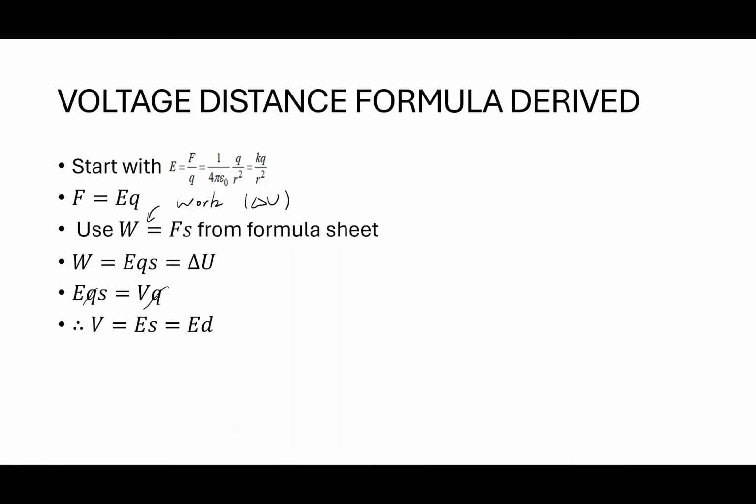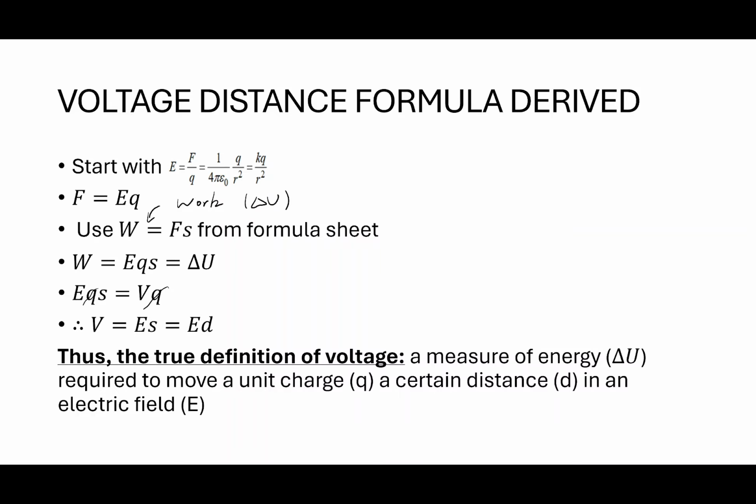So what does this mean for voltage? The true definition of voltage based on all of these formulas is that voltage is a measure of energy, delta U, that's required to move a unit charge a certain distance in an electric field. So if you had an electric field, the voltage is the energy required to move a charge a certain distance. That energy is the voltage.